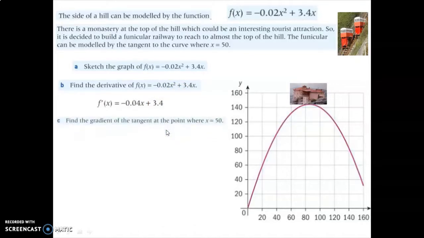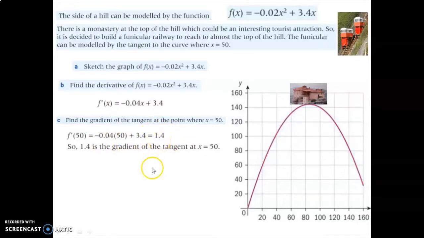Alright, part C. Find the gradient of the tangent at the point where x equals 50. And remember, when we put x values into the derivative, we are finding the slope or gradient. So put 50 right in there. Let's find the gradient of the tangent line when x equals 50. Alright, so 50 goes into the derivative, and we get 1.4. That means the slope of the tangent line is 1.4.